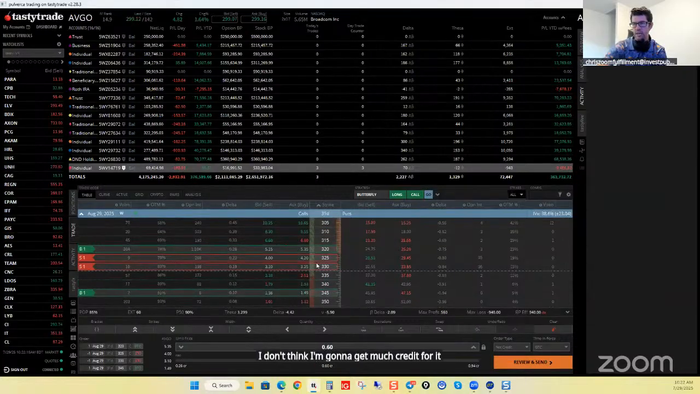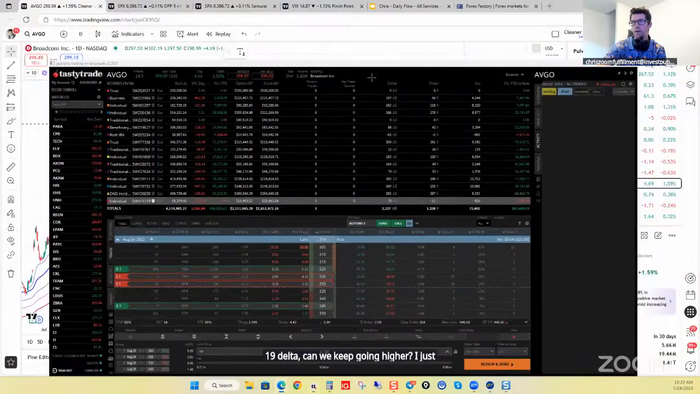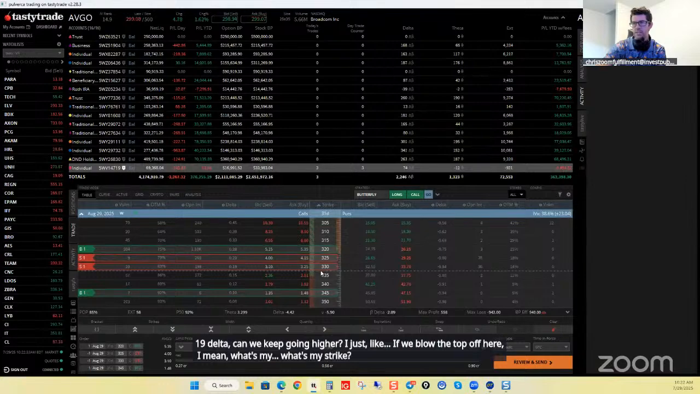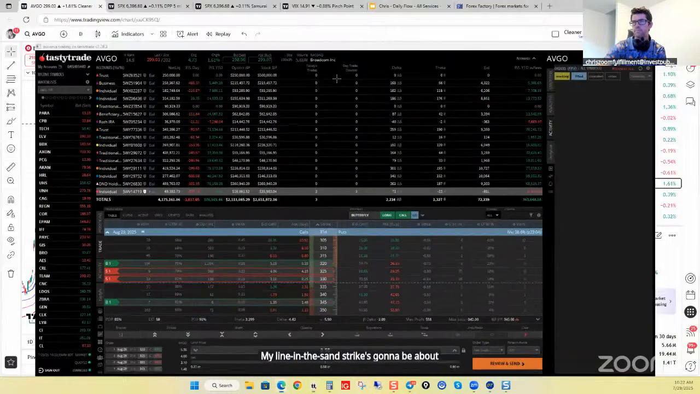60 cents to risk 940, but a profit trap of 500 bucks. This is similar to what I did on Coinbase. This isn't a bad trade. 19 delta. Can we keep going higher? I just like, if we blow the top off here, what's my strike? My line in the sand strike is going to be about 330.